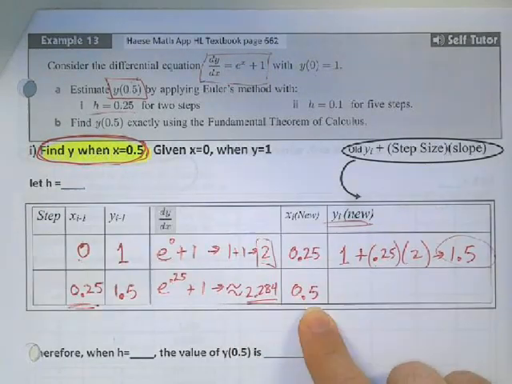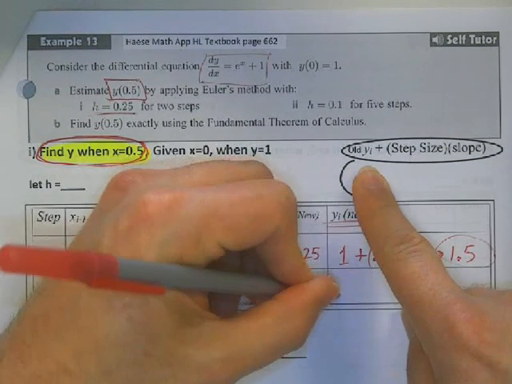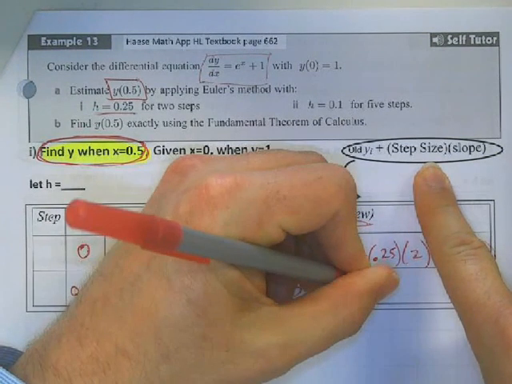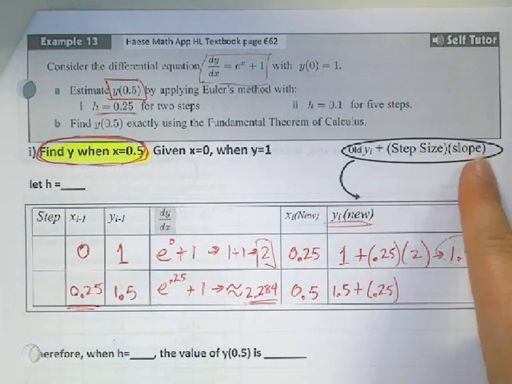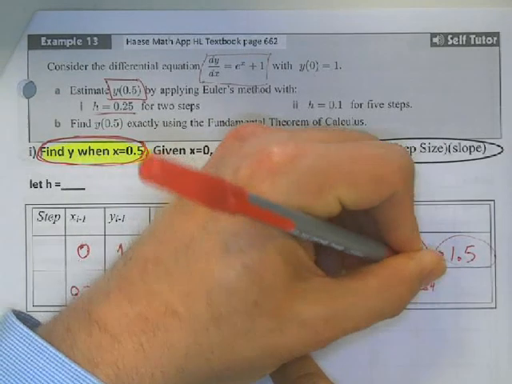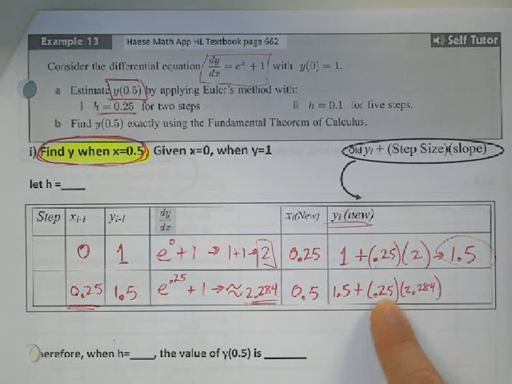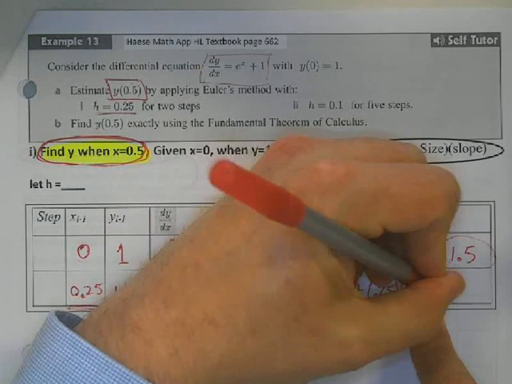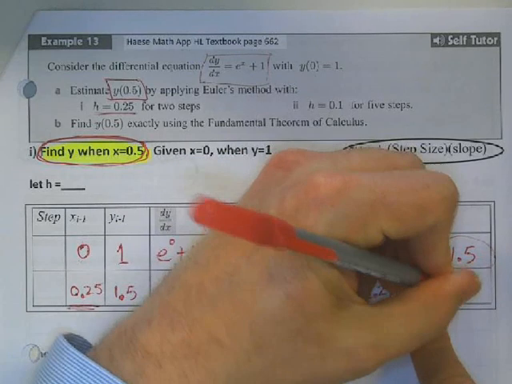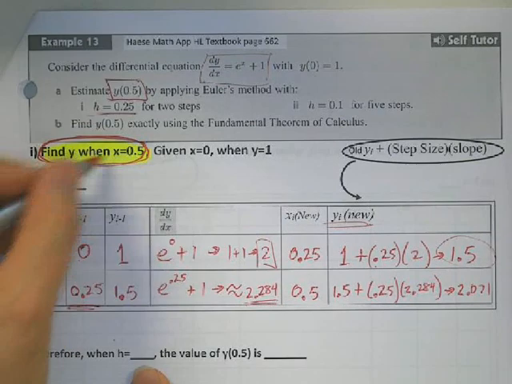Okay, and then the new y value takes the old y value. The old y value is 1.5 plus the step size. The step size is 0.25. And then the new slope we just found was 2.284. So I'm going to have 1.5 plus 0.25 times 2.284, and then I put that into my calculator, and I get 2.071.